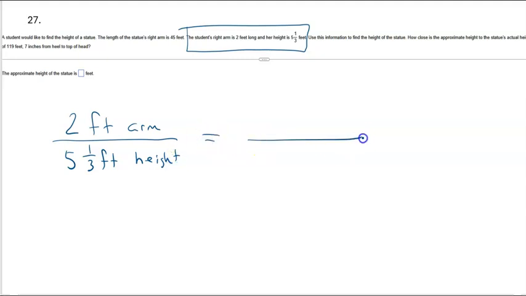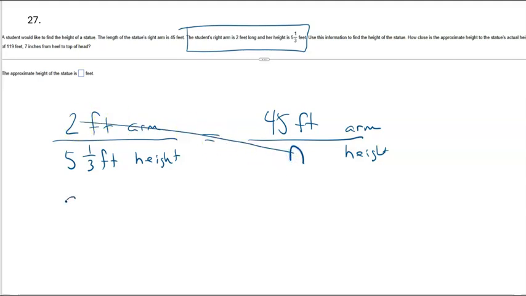Okay, this is probably going to be a proportion, so here I go. And we've got to have the same thing, arm length and height over here. Notice they're both in feet, but they're measuring 2 different things, so I'm trying to make this real clear. So if we keep going, it says use the information to find the height of the statue. How close is the approximate height to the statue's actual height? The length of the statue's right arm is 45 feet. So we have a 45-foot arm here, and we don't know the height. So here we go. We're going to cross multiply again.